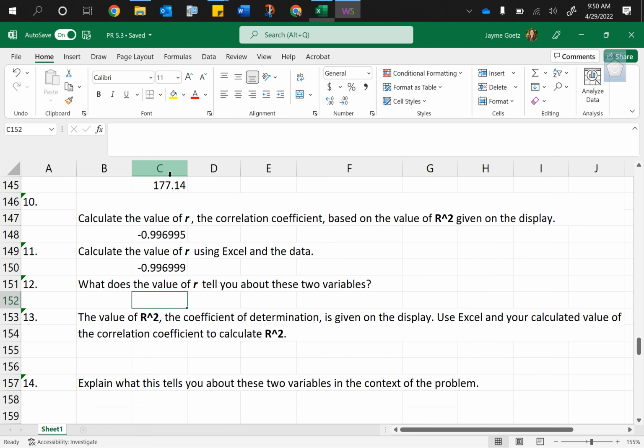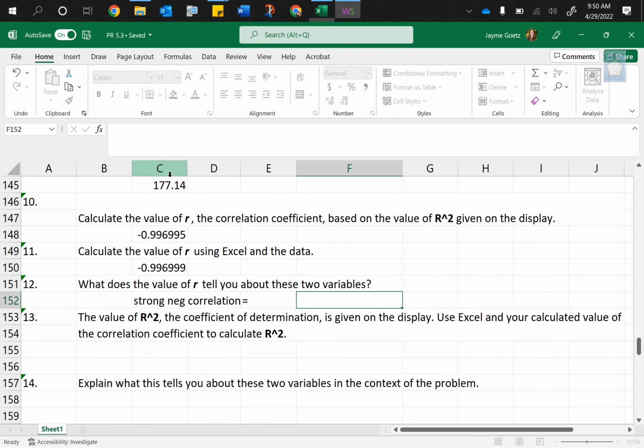Number 12 says, what does the value of r tell you about these two variables? It tells you that it has a strong negative correlation, which means, I don't want a formula. This is a good model. That's a really good model. Okay, there's a very strong negative correlation.